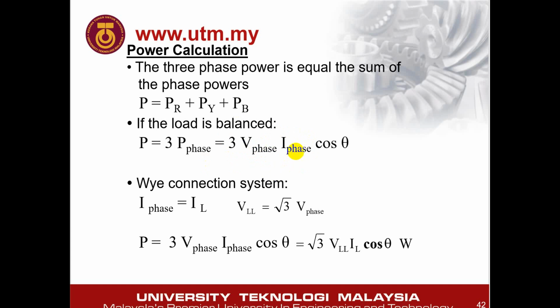But if you have to use the line voltage and line current, you have to use square root 3. This is the derivation. But I suggest you just use this formula, or if not, use this formula. For P, just multiply by 3. If you use line, it becomes square root 3. But if you use this, just multiply by 3, V phase, I phase.